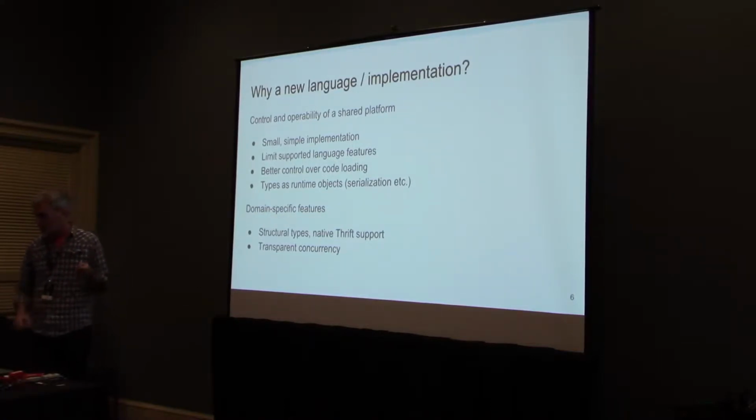Another important point is that we rely really heavily on types as runtime objects. So these microservices that are running in the system have typed interfaces. We want to be able to generate binary serialization and stuff like that from these types. That's not as easy to do if you're loading from something else. And another reason is that we're going to have some domain-specific features.